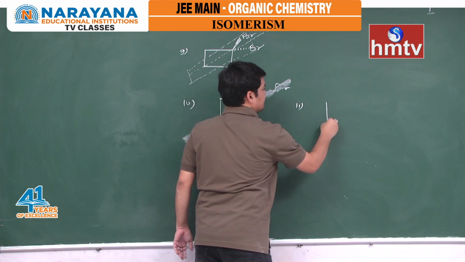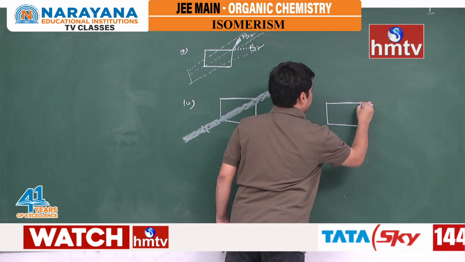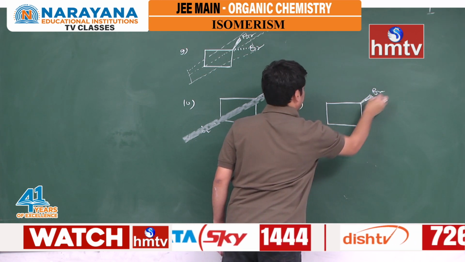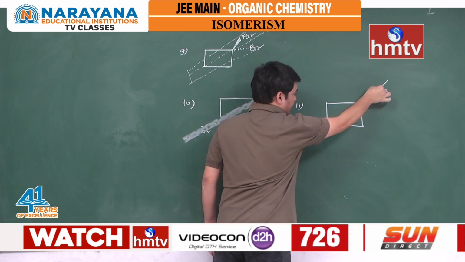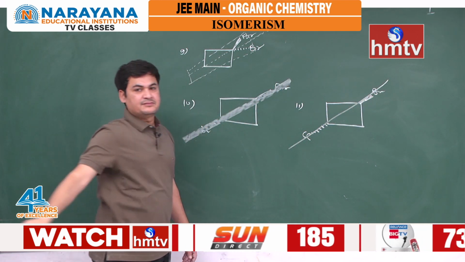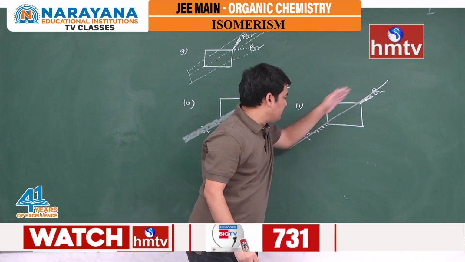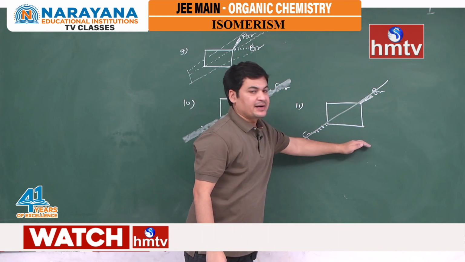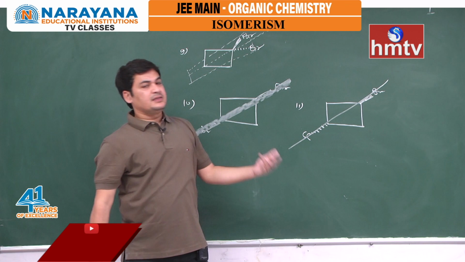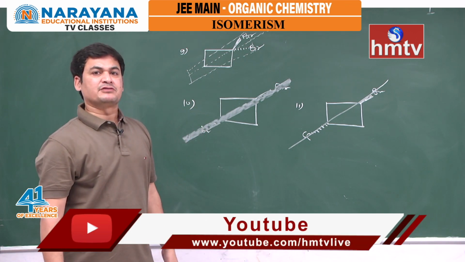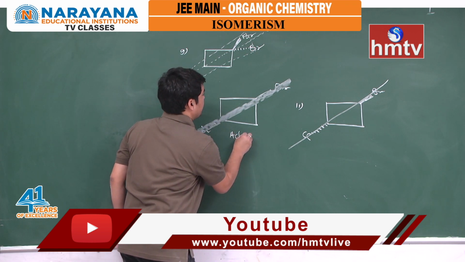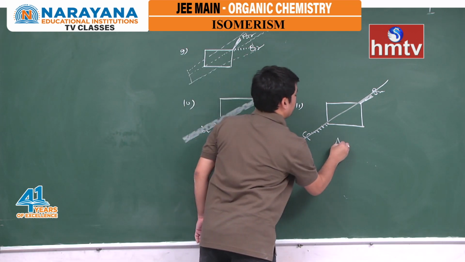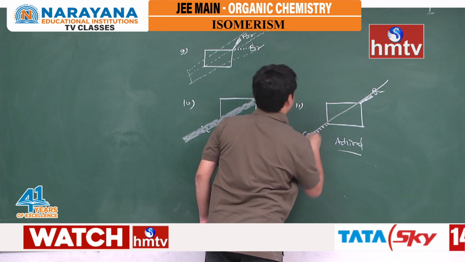Suppose 11th number, I have Br here and Cl here. This dihedral plane of symmetry will bisect these two Br and Cl and the remaining part is a mirror image. So these are the examples of a plane of symmetry. So the meaning is, once you have a plane of symmetry, the compound will be achiral.